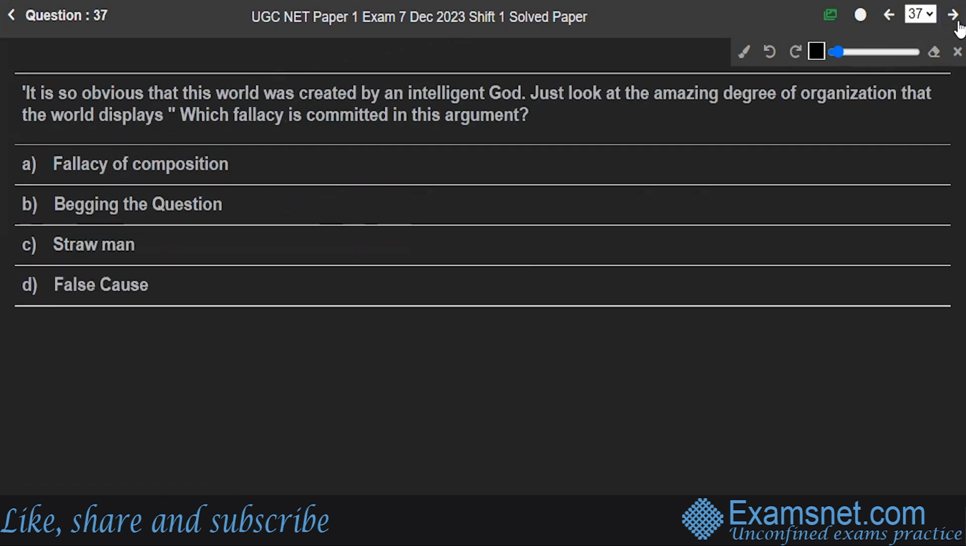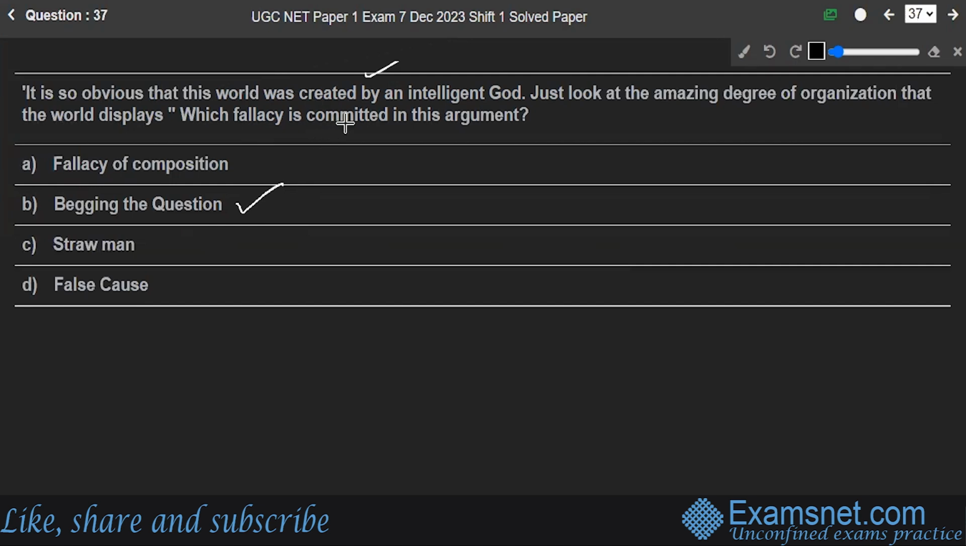It is obvious that this world was created by an intelligent God, just like the amazing degree of organization that the world displays. Which fallacy is committed in this argument? Is it the fallacy of composition, begging the question, straw man, or false cause? See the argument: it is obvious that the world was created by an intelligent God. Just look at the amazing degree of organization that the world displays. It commits the fallacy of begging the question.